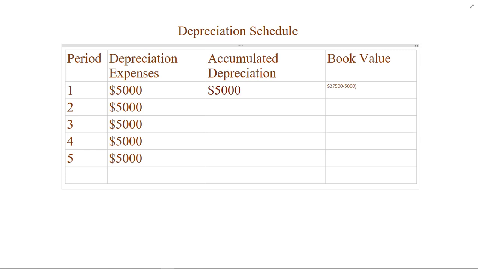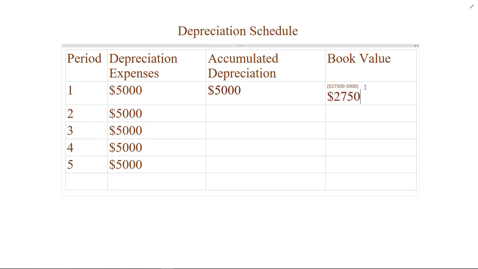So students, 27,500 minus 5,000, that's equal to how much? I'm sure that you have your calculator with you. That's equal to 22,500 USD. So students, 22,500, this is the book value. It means the value of the asset after 1 year is equal to 22,500.